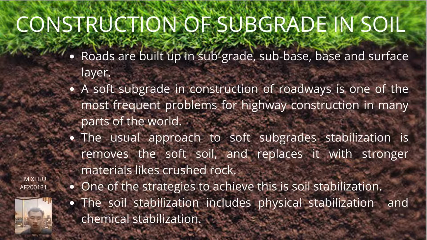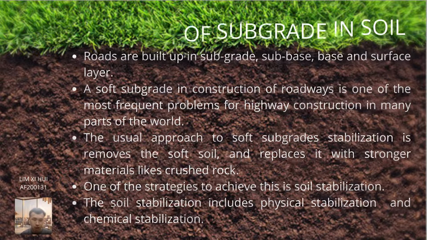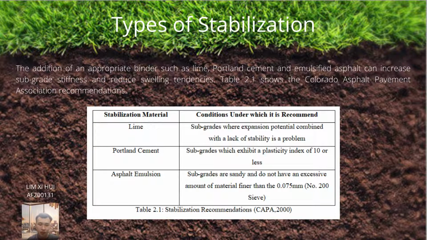One of the strategies to achieve this is soil stabilization. There are three types of stabilization: with lime, Portland cement, and emulsions, as shown in the table below.